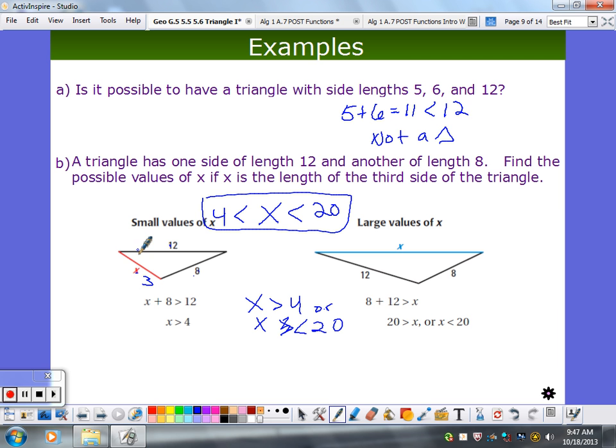Now here's a trick that makes this really easy. See 8 and 12? Those are my two sides. 12 minus 8 is 4. 12 plus 8 is 20. And voila. So you basically subtract, you add, and those are your boundaries. And that's it. That's not so bad.